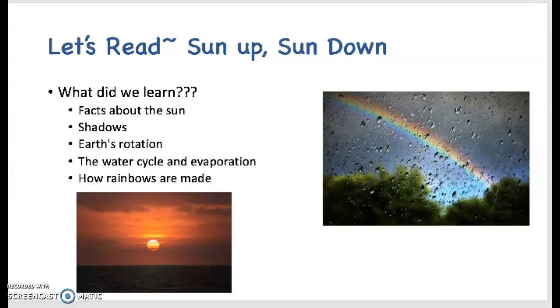What will we learn about this book? We will learn facts about the sun, how the rainbow is created, different types of shadows, like how the shadow moves based upon the light, how the earth rotates and how it causes the sun to go up and the sun to go down and how it gets darker throughout the day.